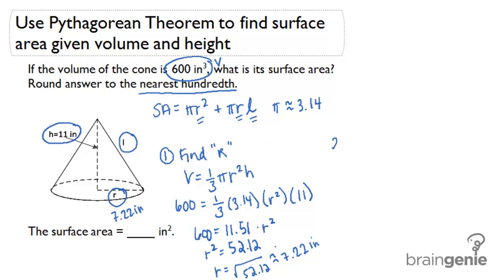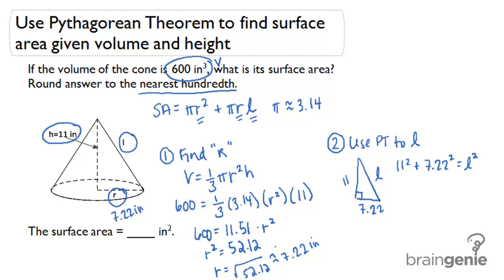Okay, the next thing we're going to do is use the Pythagorean Theorem to find the slant height. So remember, we have that relationship here. We know that the height is 11. We know that the radius now is 7.22, and we're looking for the slant height. So we can do 11 squared plus 7.22 squared equals L squared.